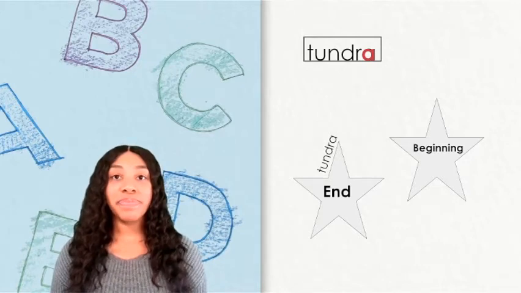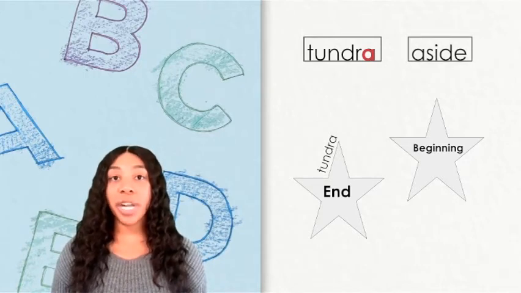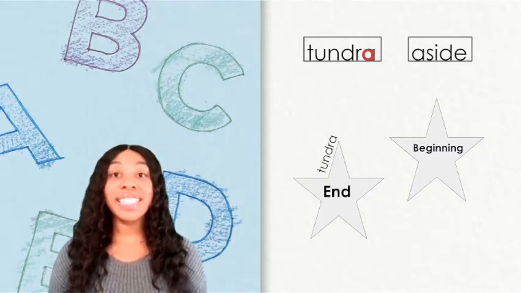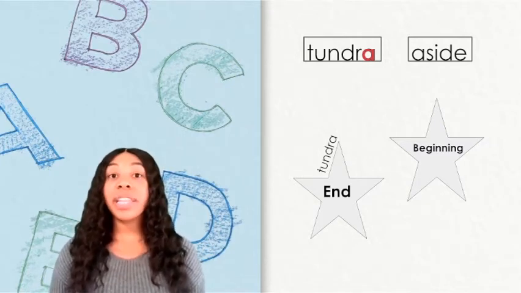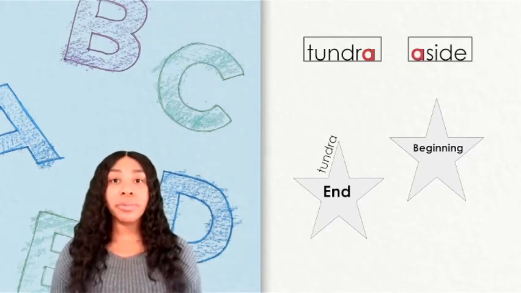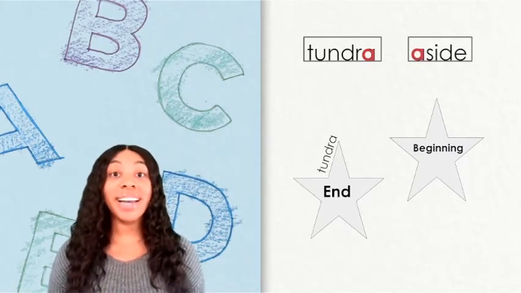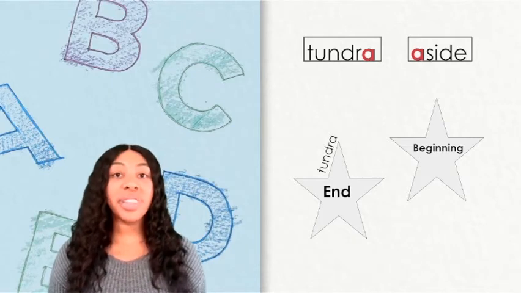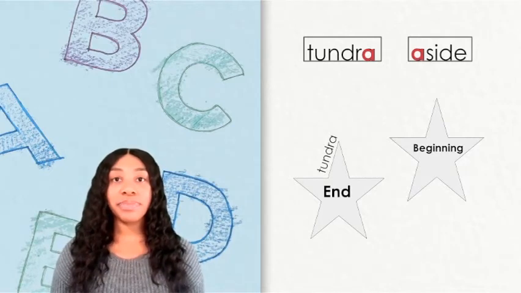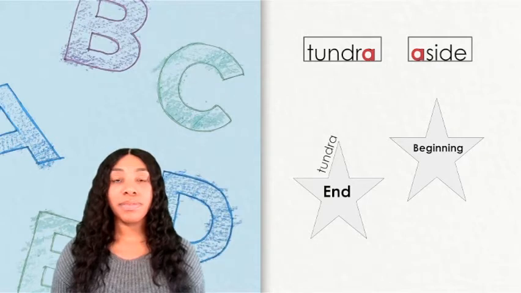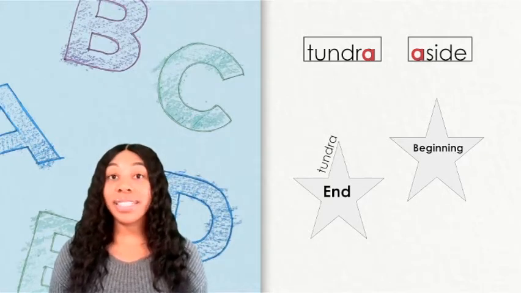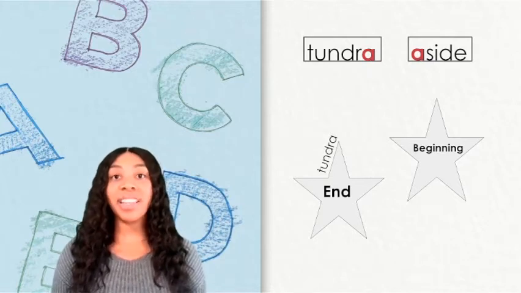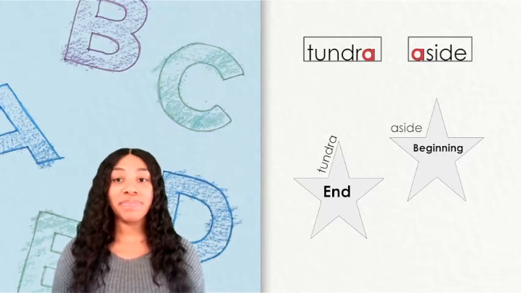Let's try another one. Can you read this word? This word is aside. It begins with A, but it sounds like uh. There's the sneaky schwa sound again. Which star do you think aside belongs on? Since we heard the sound at the beginning and it is spelled with the letter A, we know aside goes on the beginning star.